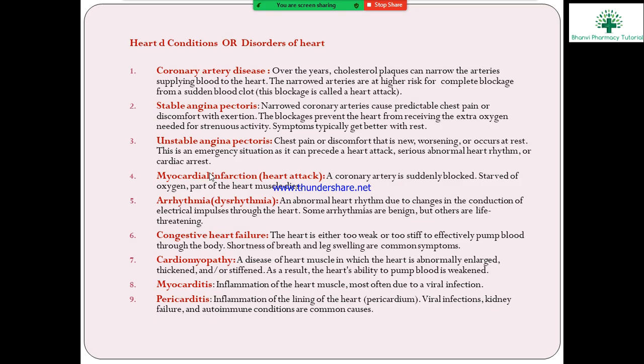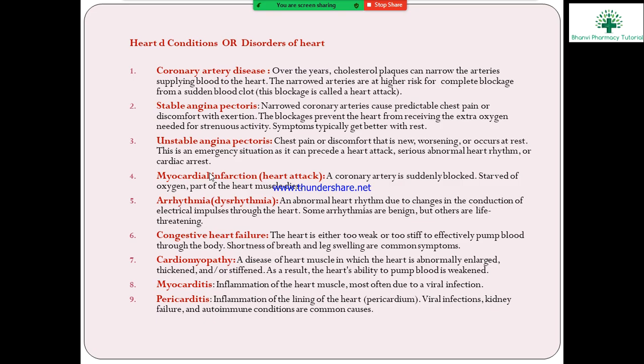Next, myocarditis. Myocarditis means inflammation of the heart muscles, most often due to a viral infection. Some viral infections cause myocarditis, meaning inflammation of the heart muscles. That is one of the disorders of the heart.